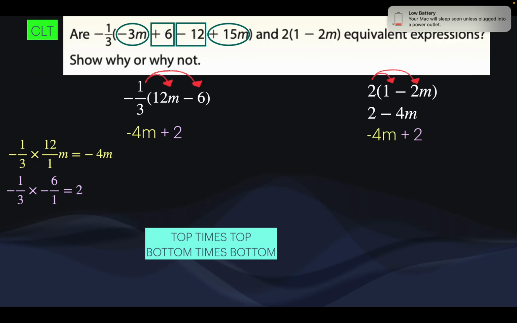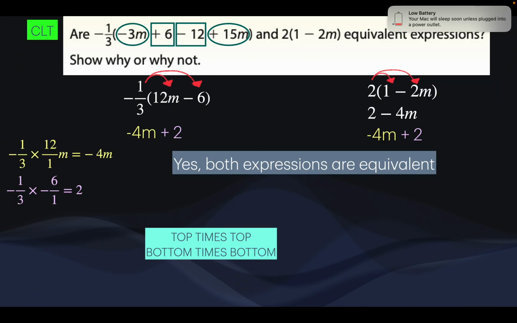Whenever we look at it, we notice they are the same, so I know that yes, they are equivalent expressions because they are the same. Pause it, finish copying this down.